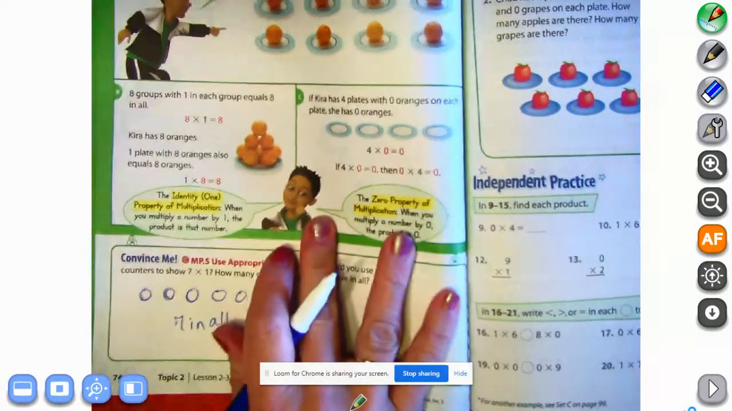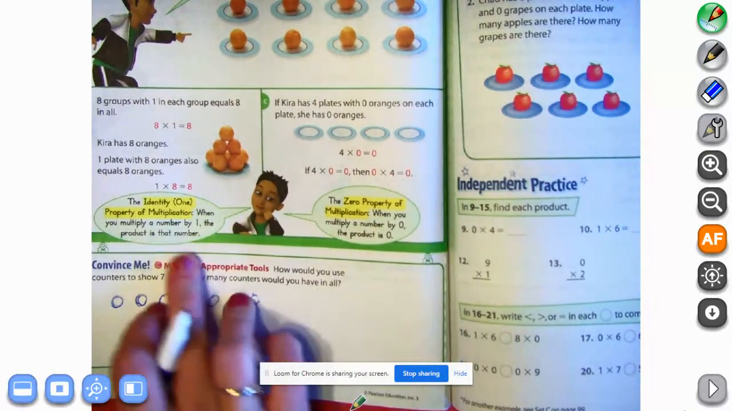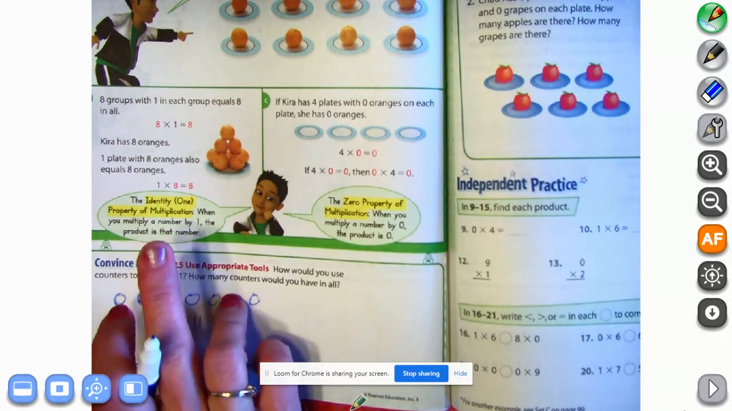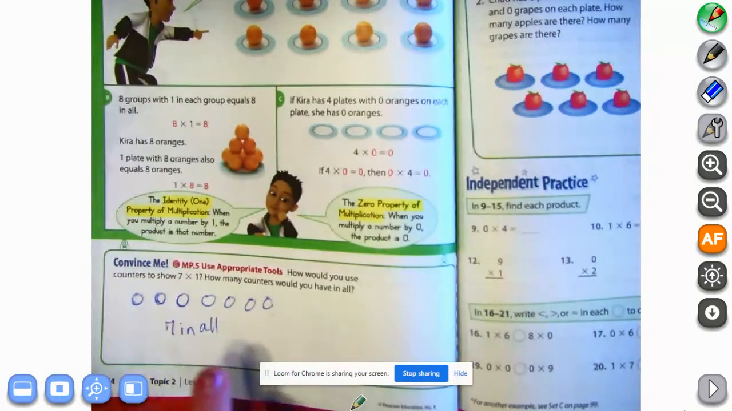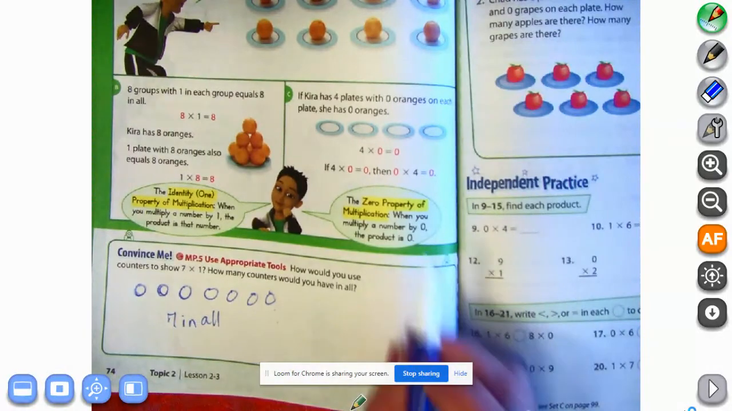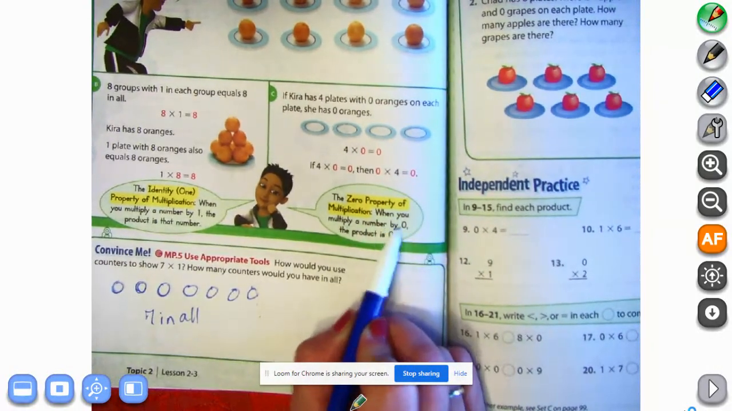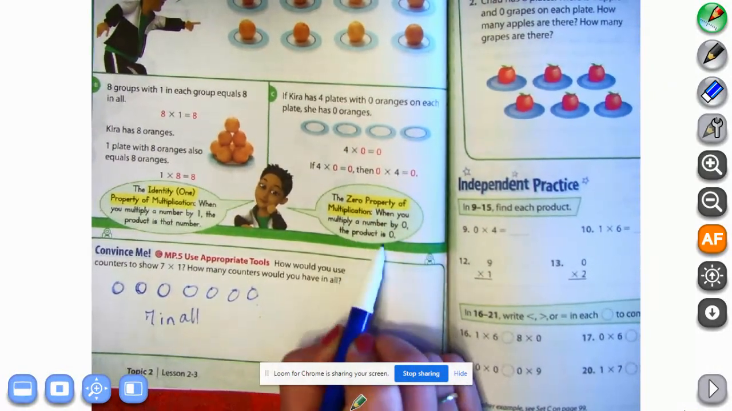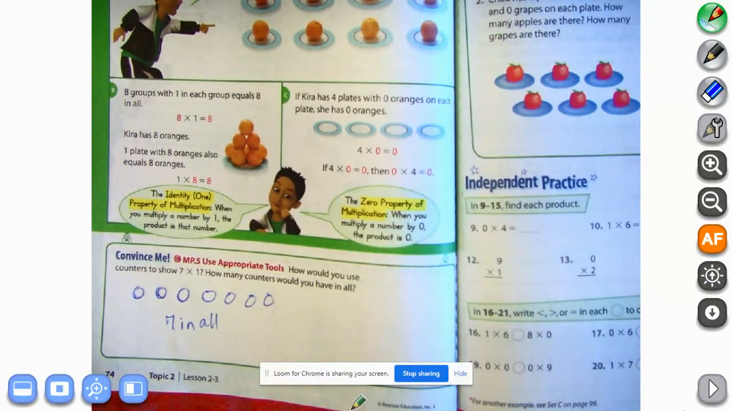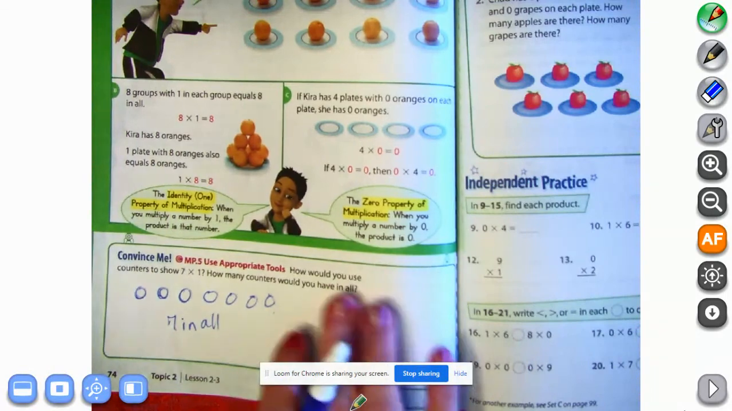So we have those here for you to read through again. The identity property of multiplication: when you multiply a number by 1, the product is that number. So 7 times 1 is going to be 7. The zero property of multiplication says when you multiply a number by 0, the product is 0. So I have 4 groups of nothing. I have nothing. So the 0 wins on each one of those.